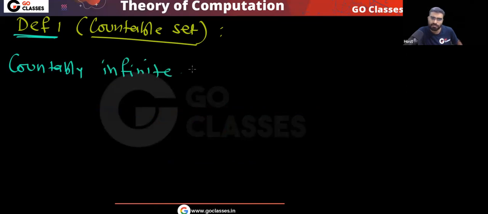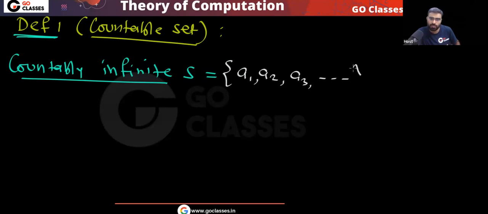Now let's see another. You tell me one thing. Other than a finite set, from definition 1, you already know what is countably infinite. Can I say a countably infinite set has a one-to-one correspondence with the set of natural numbers? Let's assume you have this set S equal to A1, A2, A3, and so on. Because this is countably infinite, there exists a one-to-one correspondence with the set of natural numbers.